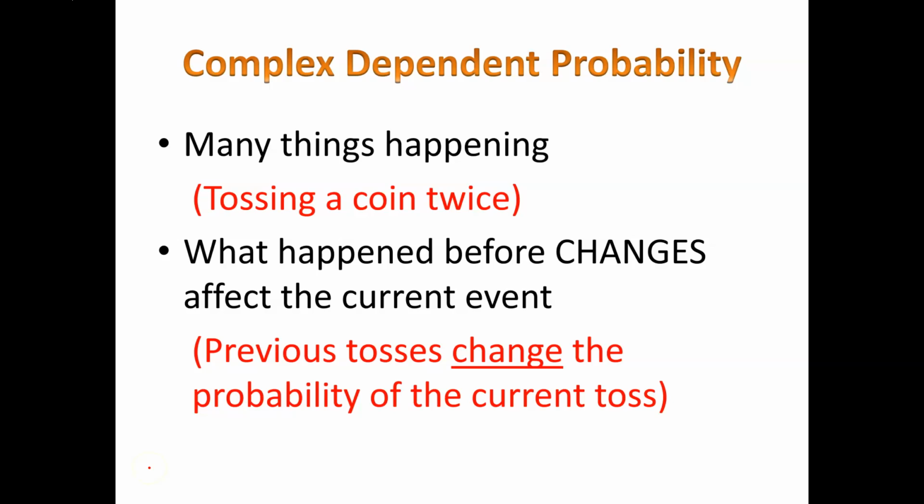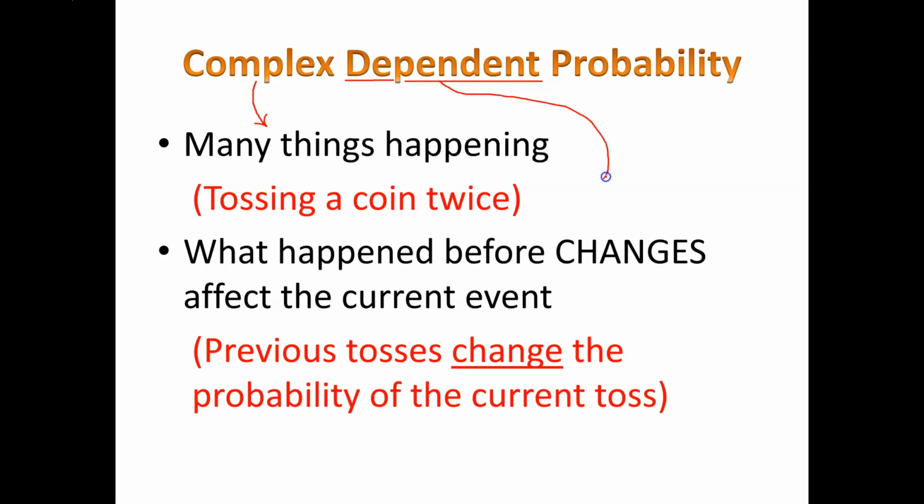Today, in our final lesson of this 2-week period, we're going to talk about complex dependent probability. How is this different from what we've talked about before? Well, we started out with simple independent probability. And then in our previous lesson, we talked about complex independent probability. So the change today is that we're going to talk about dependent probability. If you think back to our previous lesson, complex probability means many things are happening. We're tossing a coin multiple times, or we're drawing multiple colored marbles out of a cup.